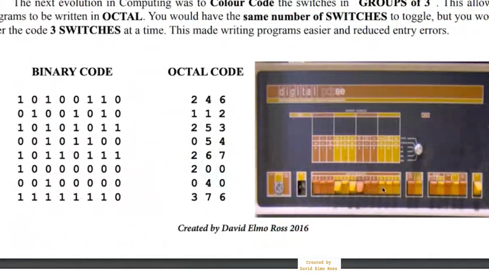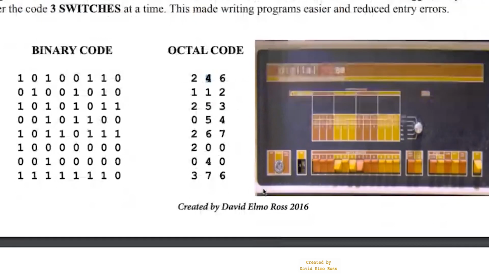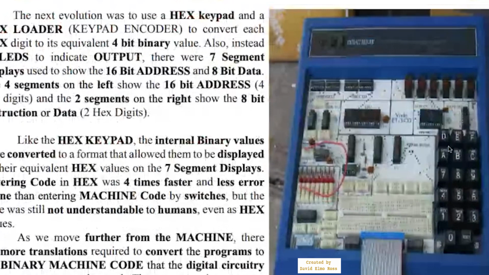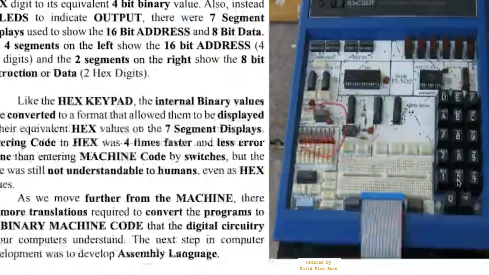The next level up was saying, okay, let's group these switches in groups of 3, and then we could actually code in octal. Really, the 6 here meant flipping 3 switches, this was another 3 switches, and so on. By the 80s, we started getting into a little bit better things, where you'd hit an A and you get 1010, hit a 5, you get 0101. So it's a lot better and the technology improved.